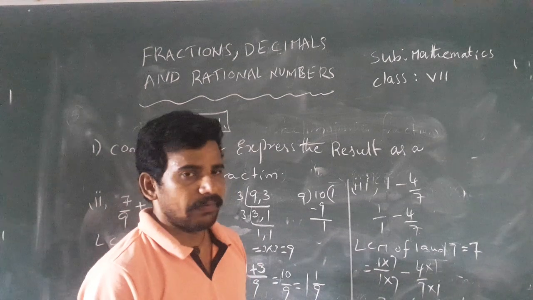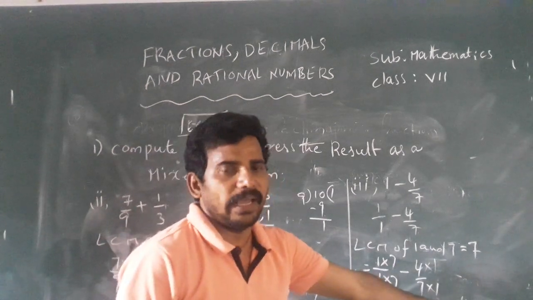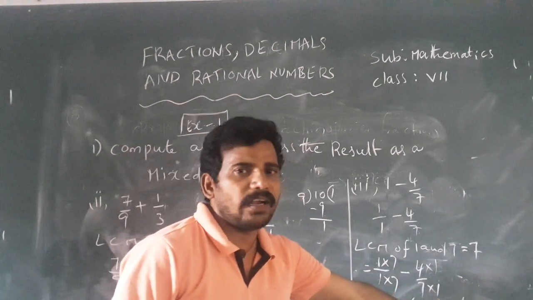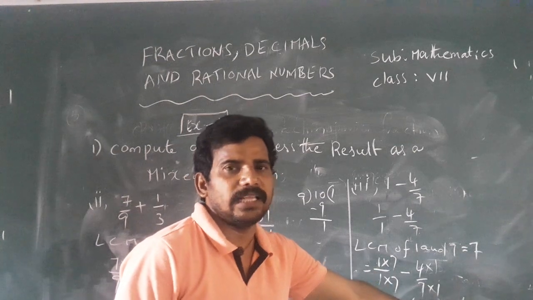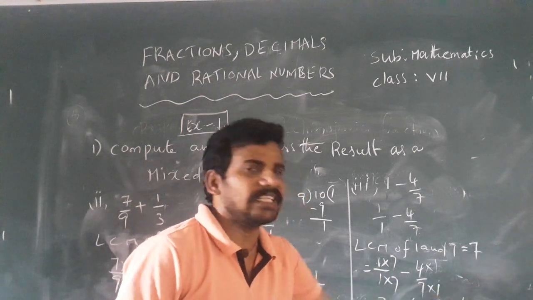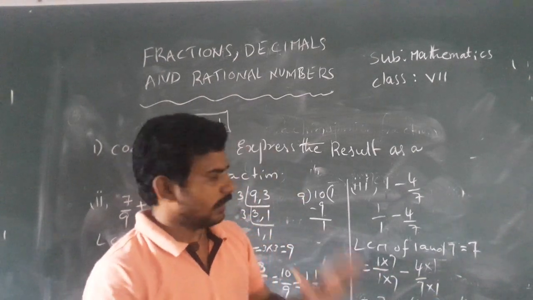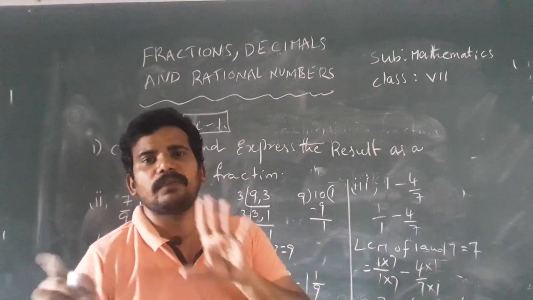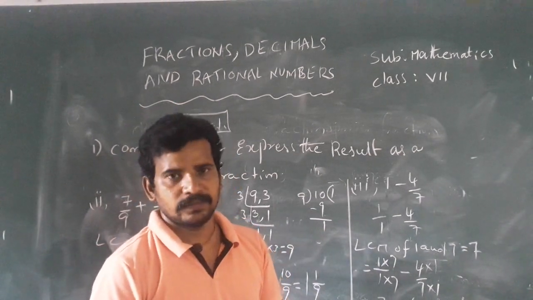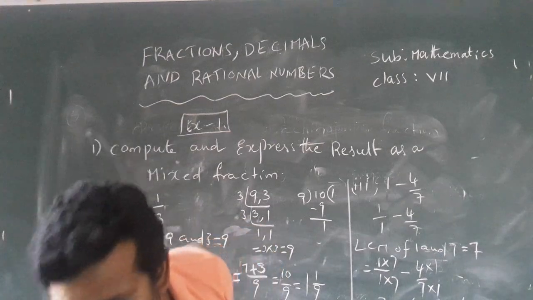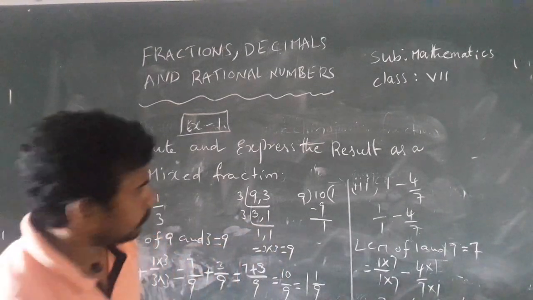3 by 7. Observe that in 3 by 7, the numerator is less than the denominator. That means 3 is less than 7. So this fraction is called a proper fraction. A proper fraction need not be converted into a mixed fraction. Clear, children? Next, fourth problem.